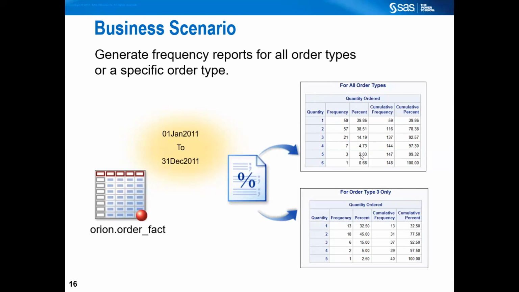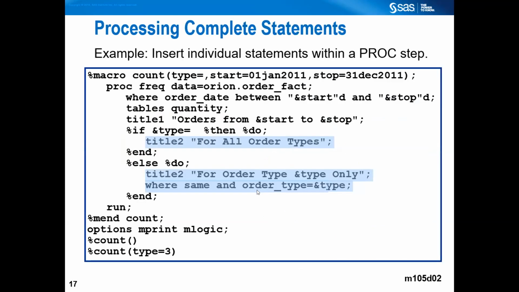Else, if it is required for a specific order type, see, this title is changing appropriately and you're getting the frequency count for order type 3 placed by your customers in specific given dates. So for this, you're going to write a program. You're automating the same thing. Hence you're processing this by using %include, %if-%then-%else statements with complete statements.